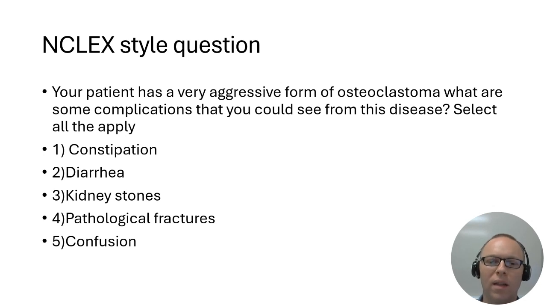Alright, next, NCLEX style question. Your patient has a very aggressive form of osteoclastoma. What are some complications that you could expect to see from this disease? Select all that apply. So are we going to be dealing with constipation, diarrhea, kidney stones, pathologic fractures, and or confusion, right? So how many of these, or if any of these things, do you think we're going to be dealing with? Alright, give yourself a second to think about it, figure it out. And when you're ready, let me know.